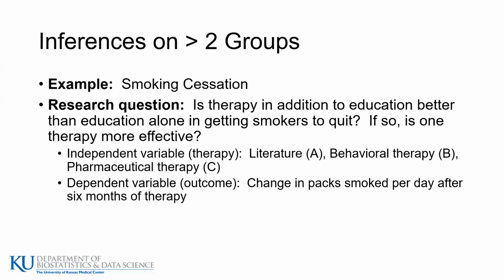To give an example, we are going to start with a research question related to smoking cessation. So we want to know, is therapy, in addition to education, better than education alone in getting smokers to quit? And if so, which one is more effective? Here, our independent variable is the therapy that they receive.